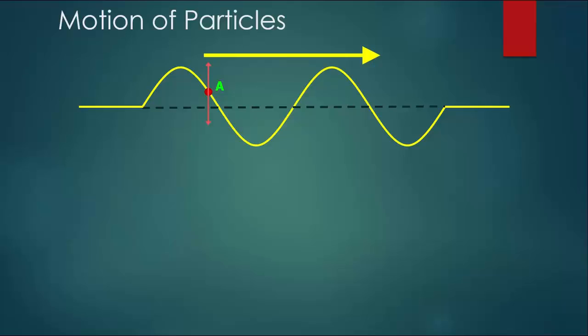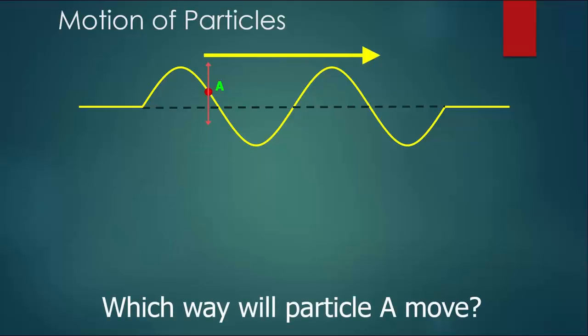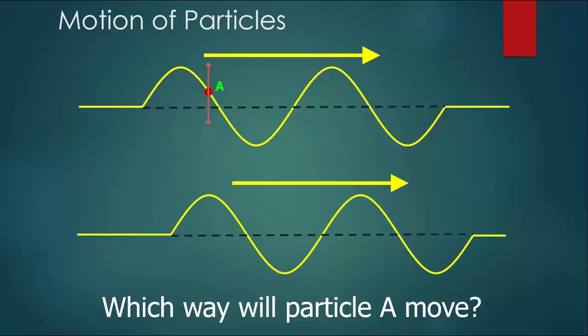Particle A is not a car on a roller coaster going up and down these hills. It's a particle of the medium, and it just vibrates up and down as this energy, the wave, travels to the right. We want to predict which way particle A will move in the next moment of time. A moment later, the wave will have shifted slightly to the right. Now remember, particle A can only move up and down, so it still has to be along this red dotted line.